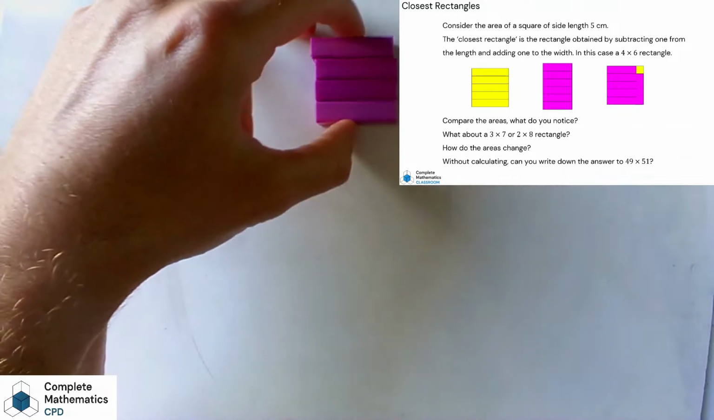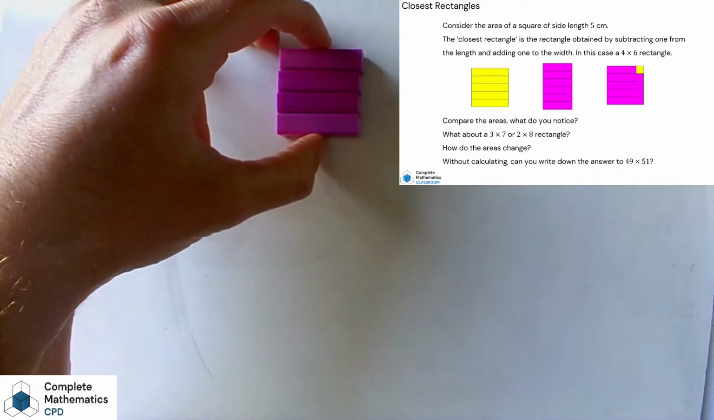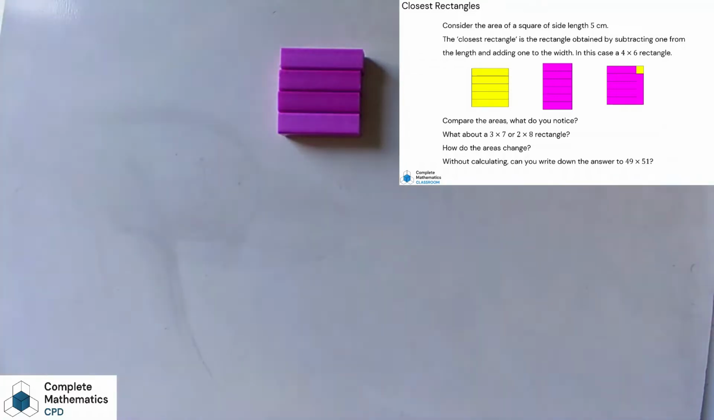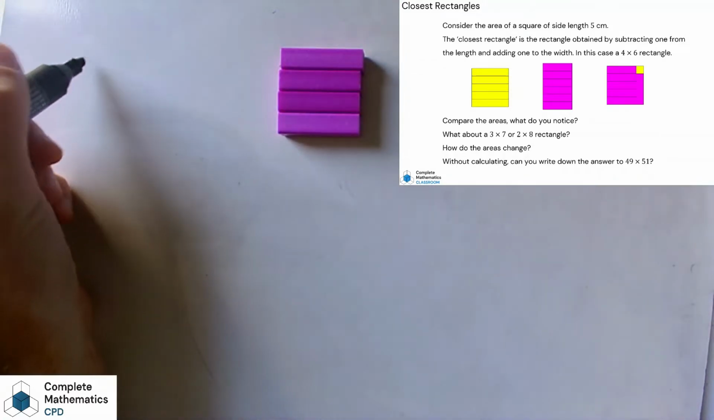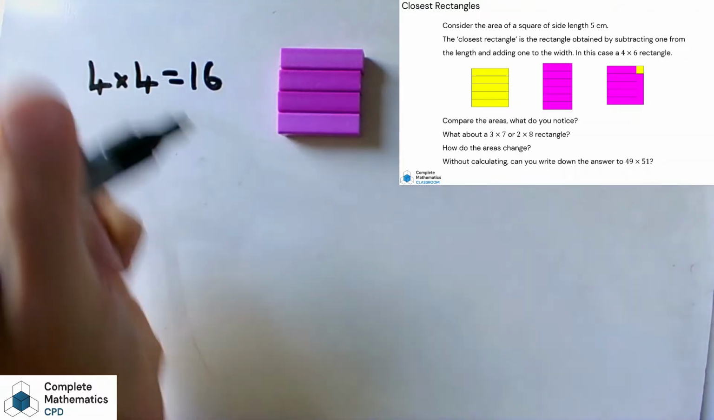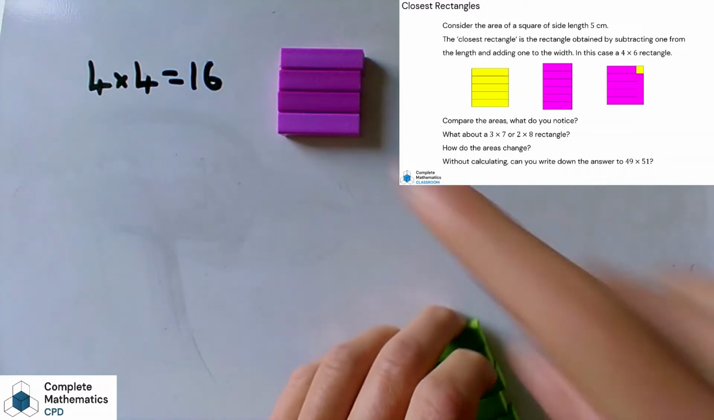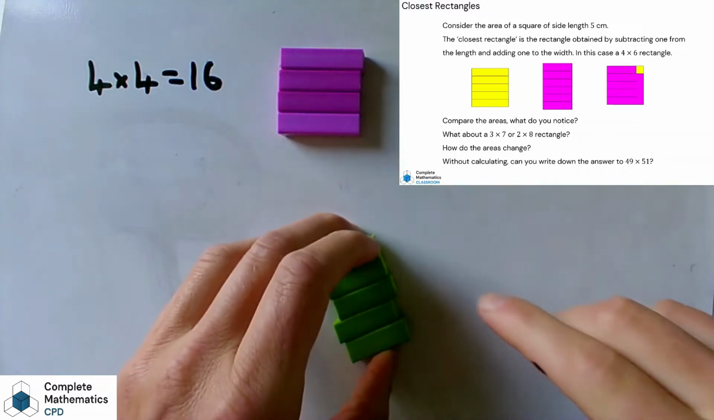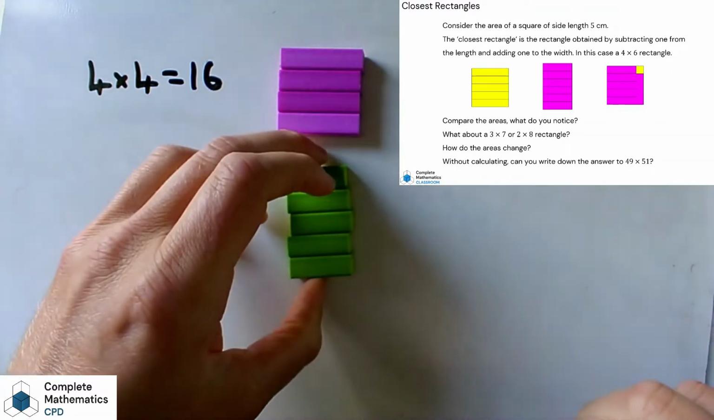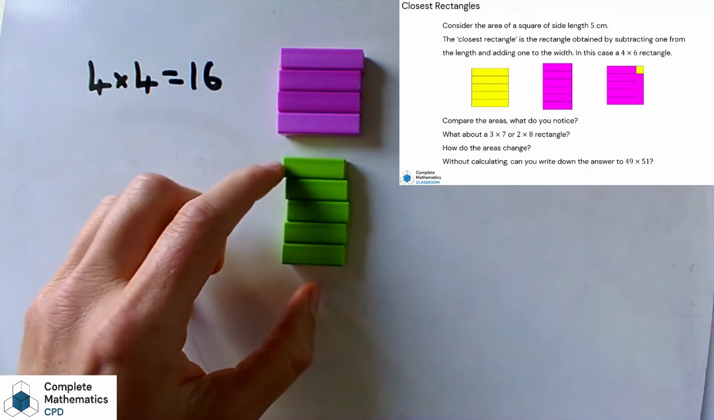You get the pupils to make, say, a 4x4 square or 5x5 square, it doesn't really matter, and ask them to calculate its area. So this one would obviously be 4x4, which is 16. And then by definition of the task, this closest rectangle. So we increase the length by 1 and decrease the width by 1 to give us this 3x5 rectangle here, and compare the two areas.